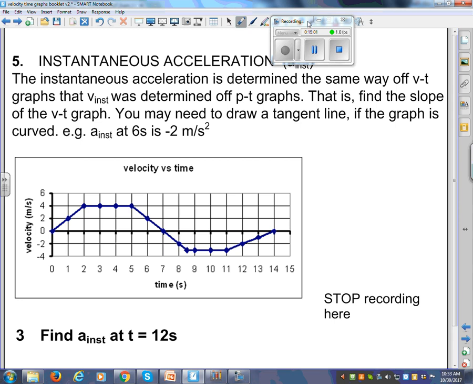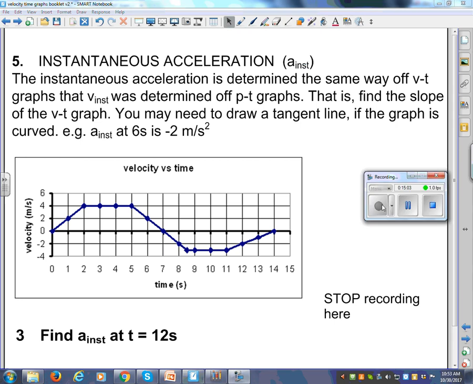Okay, now, what about instantaneous acceleration? Instantaneous acceleration is determined the same way off a VT graph that V-inst was determined off a PT graph. That is, find the slope of the VT graph. You may need to draw a tangent line if the graph is curved. If it's not curved, just pick any 2 points. Does it matter what points? Any 2 points on the line. So, for example, instantaneous acceleration at 6 seconds, right there.